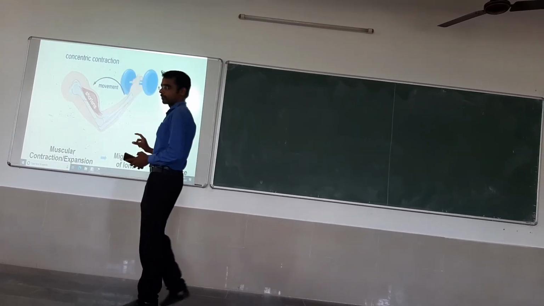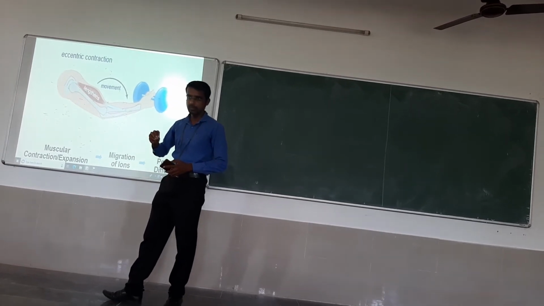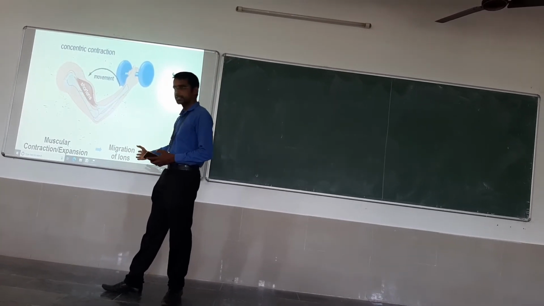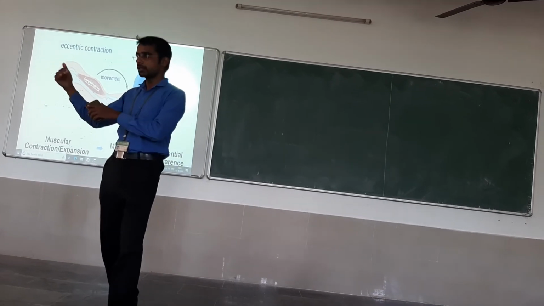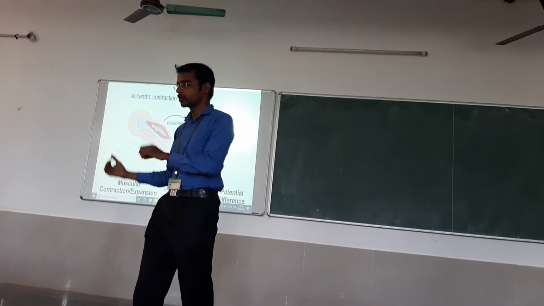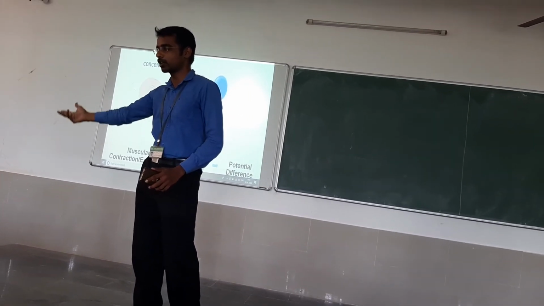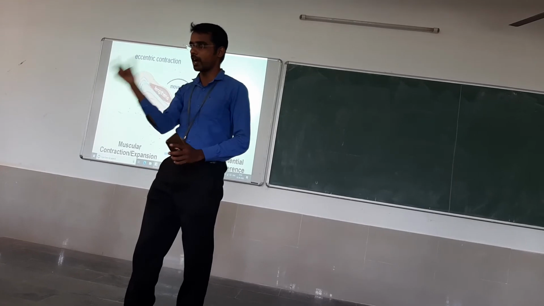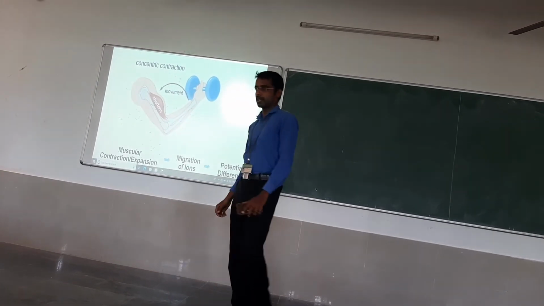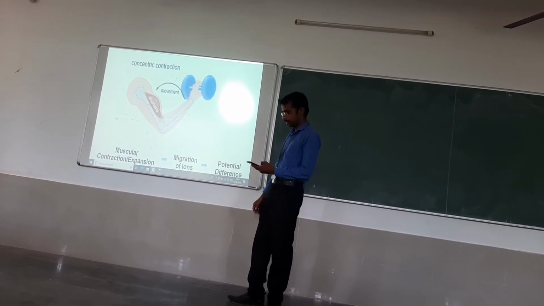The one line principle of today's session is: any muscular contraction or expansion results in migration of ions. The negative ions from inside go outside and positive ions come inside. So due to this migration, here it is a migration of ions rather than electrons. This migration of ions makes the current flow, the ionic current flow, that results in potential difference.